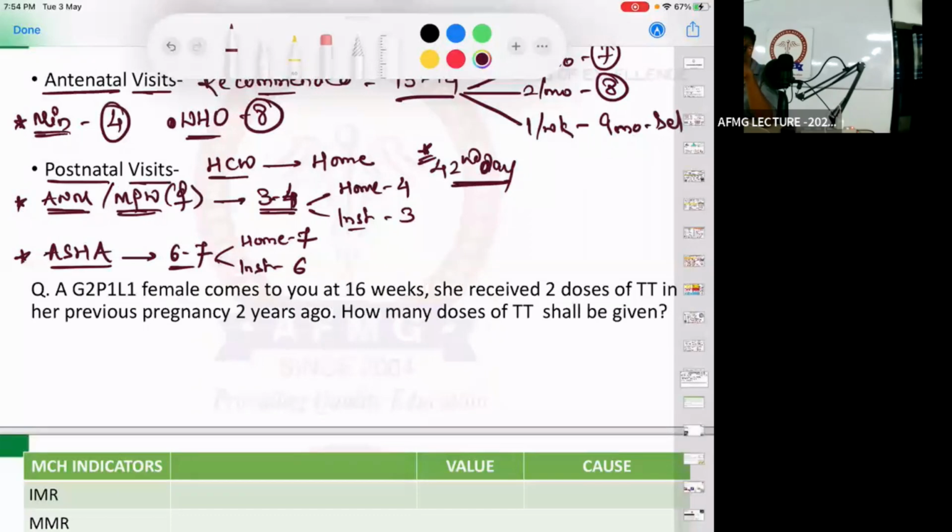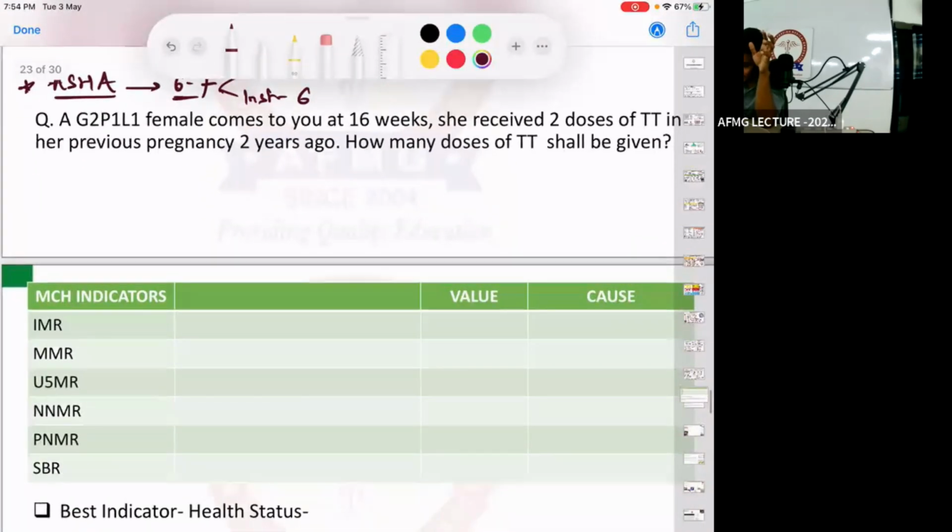ANM और multipurpose worker 3 to 4. No issues with this. A G2 P1 L1: दो बार pregnant है, एक बार parous है, एक बार live birth. G2 P1 L1 female comes to you at 16 weeks. She received 2 doses of tetanus toxoid in her previous pregnancy 2 years ago. How many doses of tetanus toxoid shall we give?